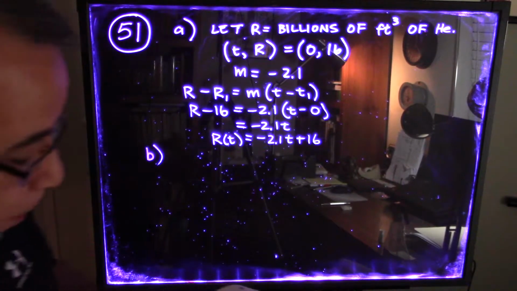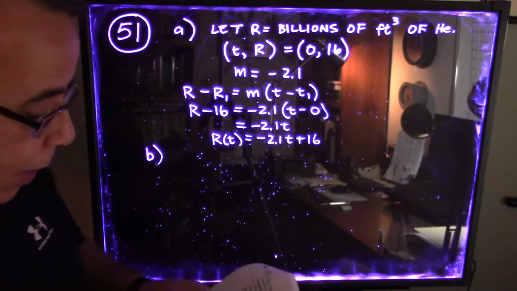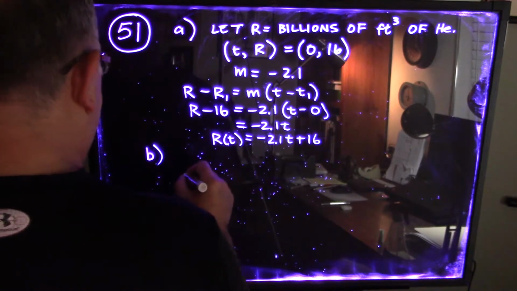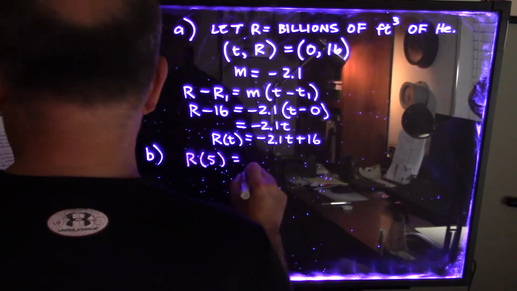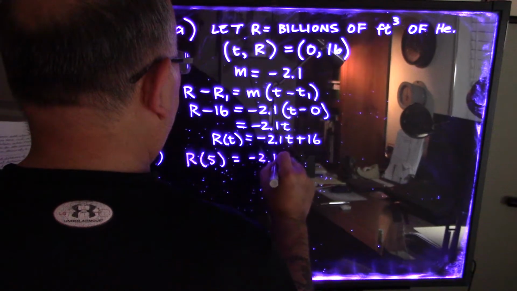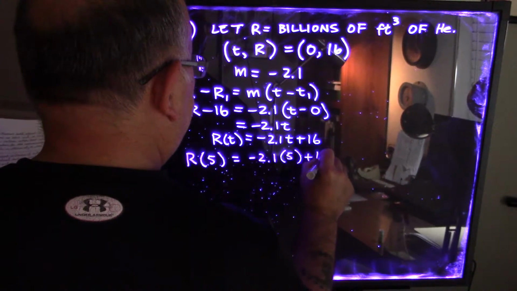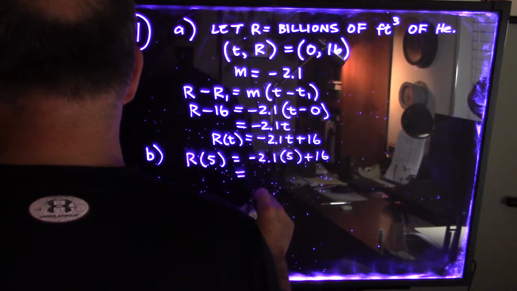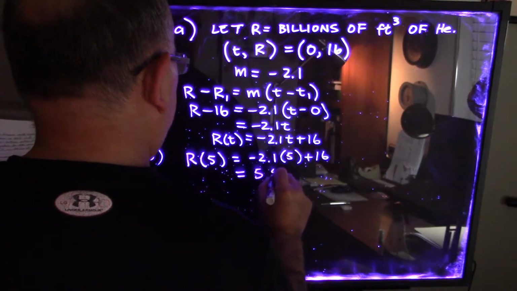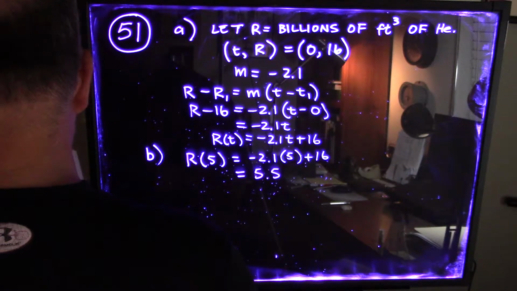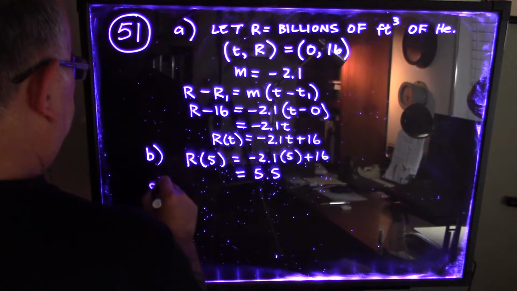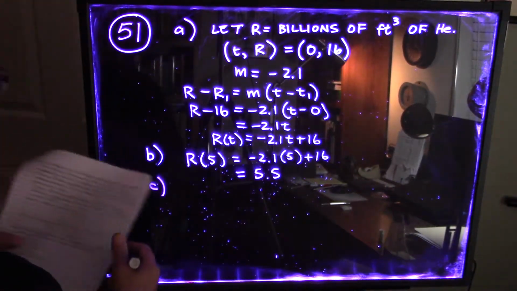And then we've got part B. So in 2015, what will the helium reserves be? So that's 5 years after 2010. So that means t equals 5. So we've got r of 5. That's negative 2.1 times 5 plus 16. So that equals 5.5. And that stands for 5.5 billion cubic feet of helium. Everything's in billions of cubic feet.